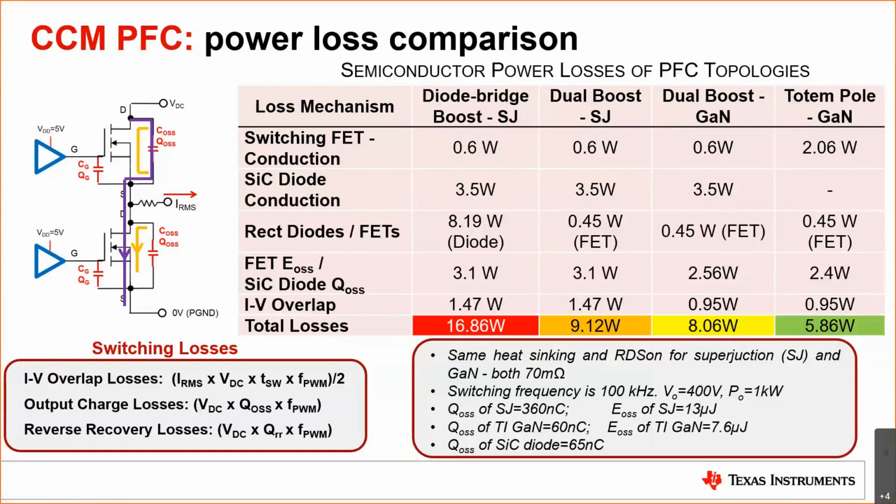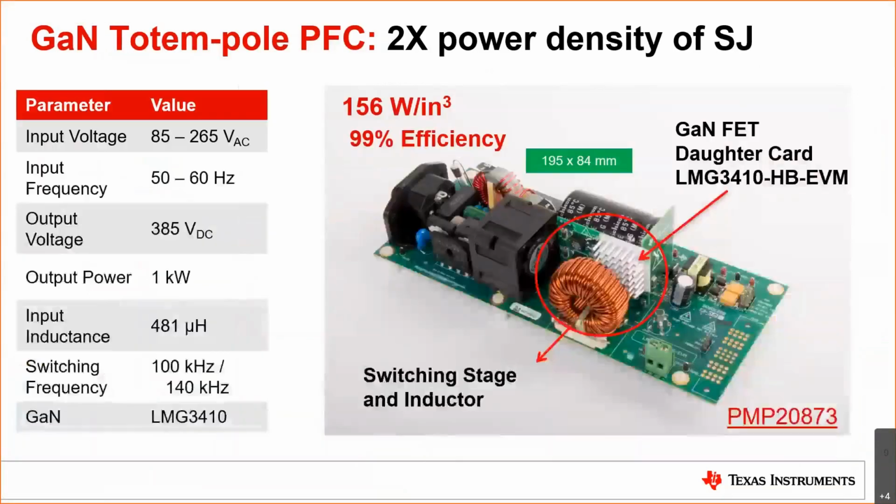And if this made you curious, we invite you to check out our demonstrator that we also have with full design resources on our webpage. You can look at PMP 20873, and you will find schematics, test report, and Gerber files for this design. It's a 99% efficiency PFC design based on the GaN-based totem pole PFC. From a power density perspective versus a comparable superjunction design, we actually increase by factor 2.